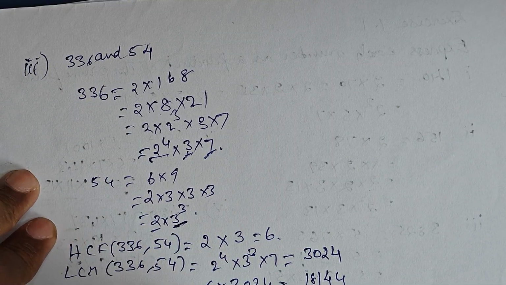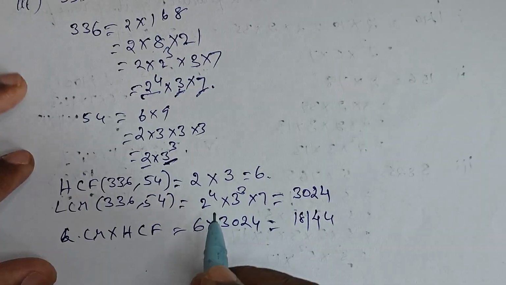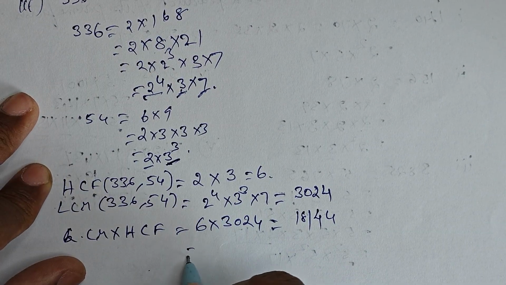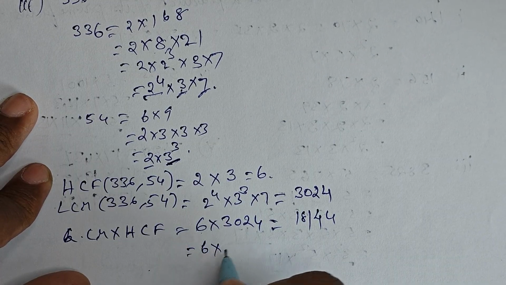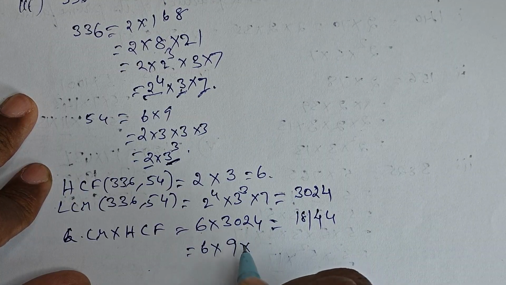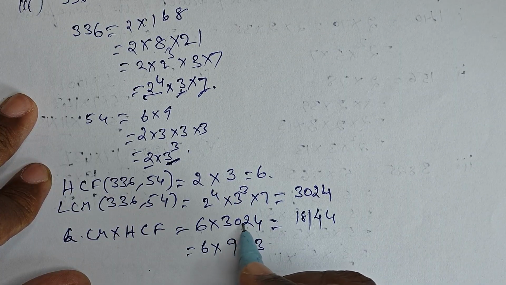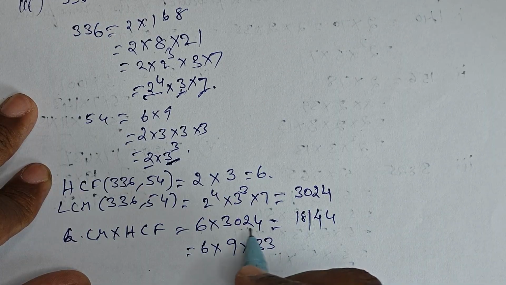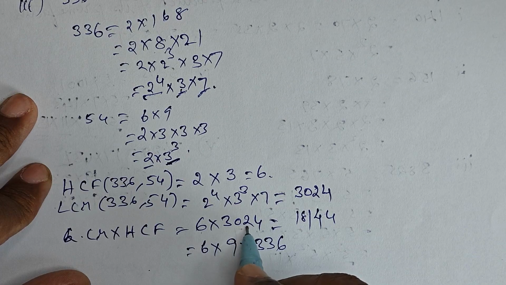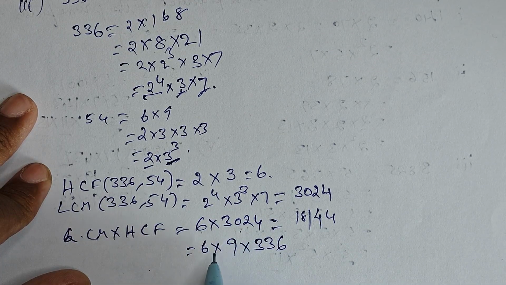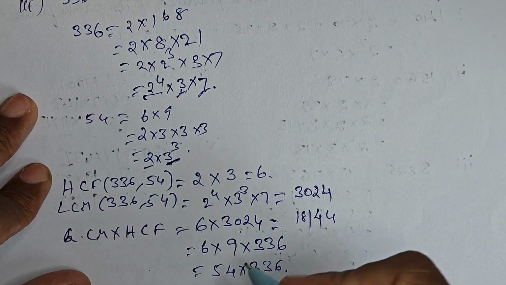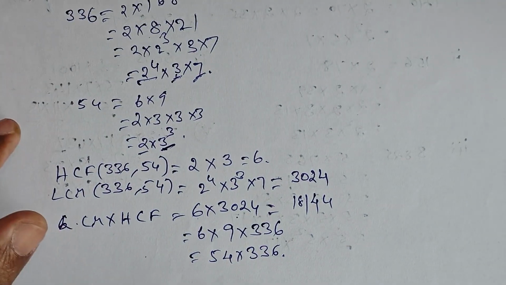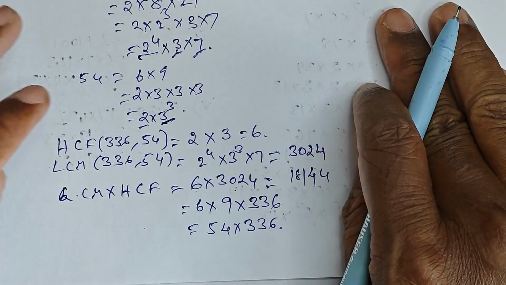see, it will always match. The reason is simple. Here 3024 is nothing but, if you take 9 out of this it becomes 54, right? 6 into 9 into 9 3s are 27, 27 means 3 gone, and again 3 2s. So 54 is there, and 336. So the product of LCM and HCF is always equal to the product of these numbers. If you remember this thumb rule thoroughly, there is no need to worry.